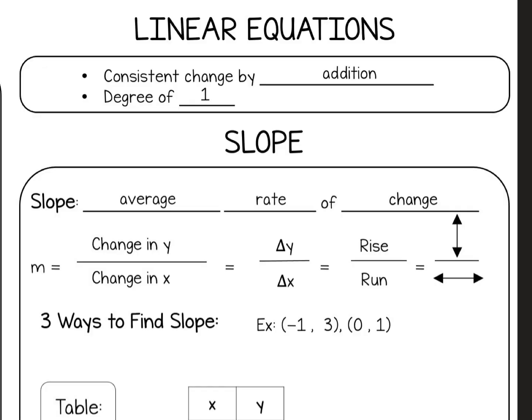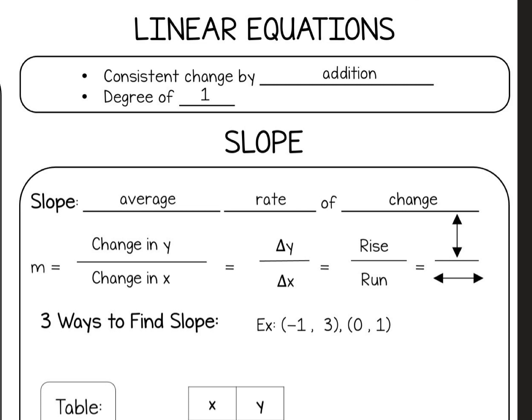Going forward, let's keep in mind that linear equations experience a consistent change by addition. Linear equations all have a degree of 1. This means that x cannot have an exponent or a root attached to it. Linear equations have a slope, meaning an average rate of change.